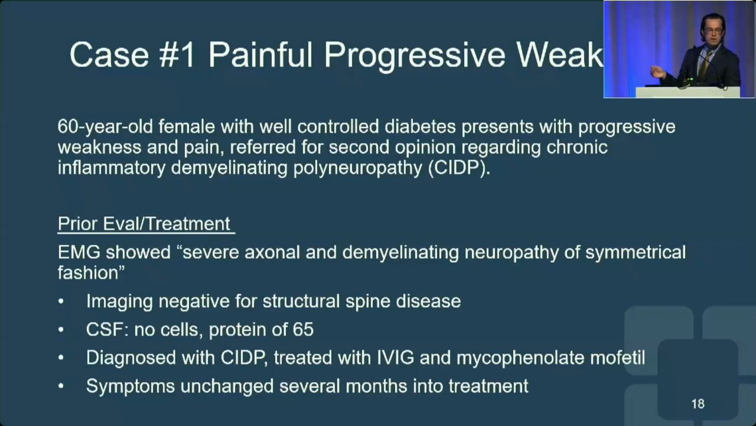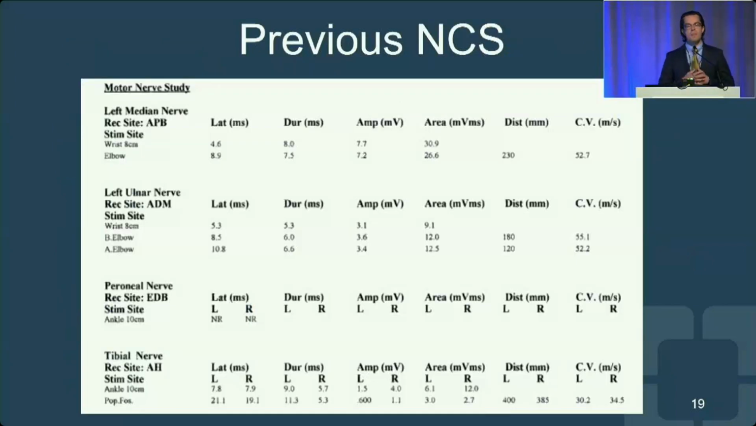I think because of this mild protein elevation and also the EMG, she was diagnosed with CIDP. She was treated with IVIG. Later, mycophenolate mofetil was added. And her symptoms were really unchanged several months into treatment, and that's why she was seeking a second opinion. That's why she saw me. I wanted to bring up her initial EMG because there's a couple of things that I want to point out, and a couple of things that I really think everyone should be looking at on their reports to understand: is this a quality report? Is this an interpretation that I can really trust?